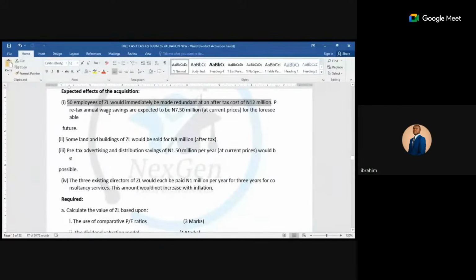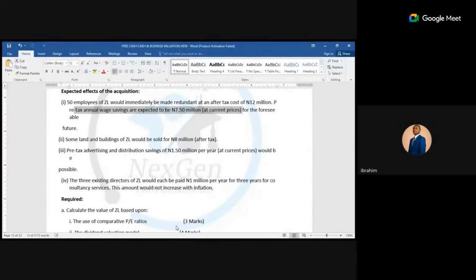pre-tax annual wages savings are expected to be 7.5 million at current price for the foreseeable future. Now, class, when something is in current price, what does that mean? The current price means what? This 7.5 means what? Real money. That is the real. Good. That is the real.